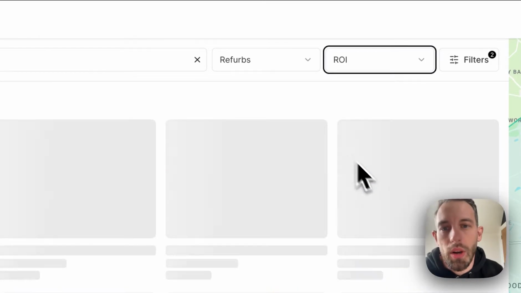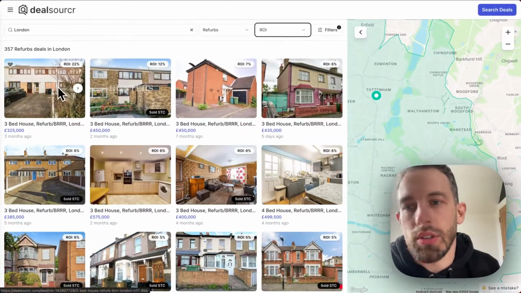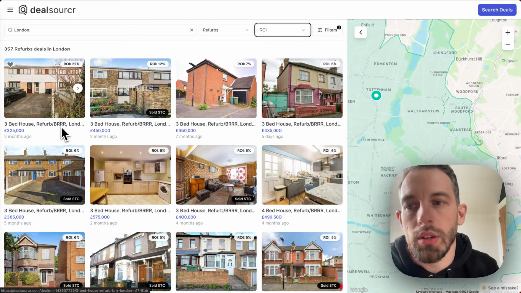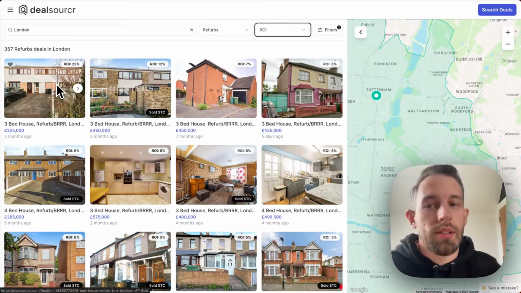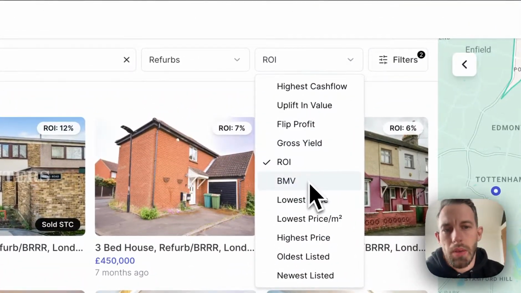We can see what the ROIs are. So we can say, right, I want a BRR deal that's going to have more than a 20% return. Well, in London here, there is a 22% return. So you can see, and that's all calculated with the bridging loan, with the refinancing, everything's done for you ahead of time. There's other things, the obvious things, BMVs.